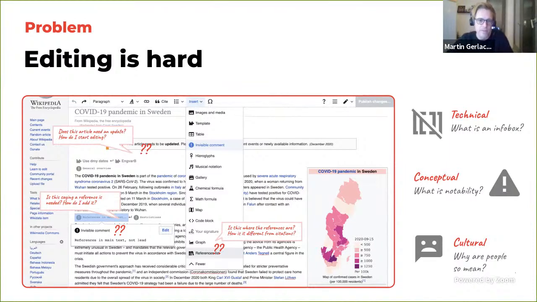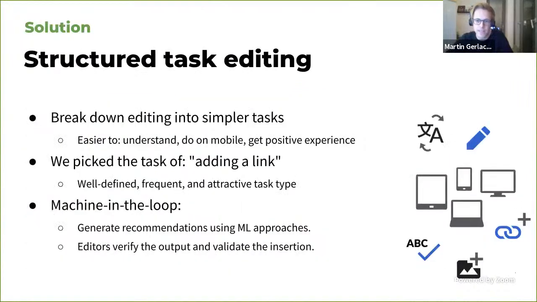These barriers filter out many people who could be great Wikimedians, and they constitute a barrier to diversifying our editor population. One possible solution the Growth team came up with is a framework around structured task editing. The idea is to break down editing into simpler tasks so that they are easier to understand, easier to do on mobile devices, and easier to get a positive experience.